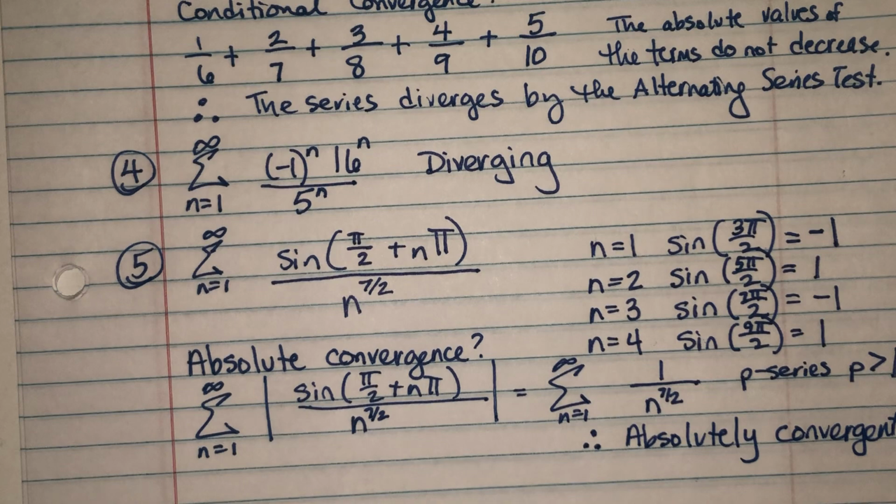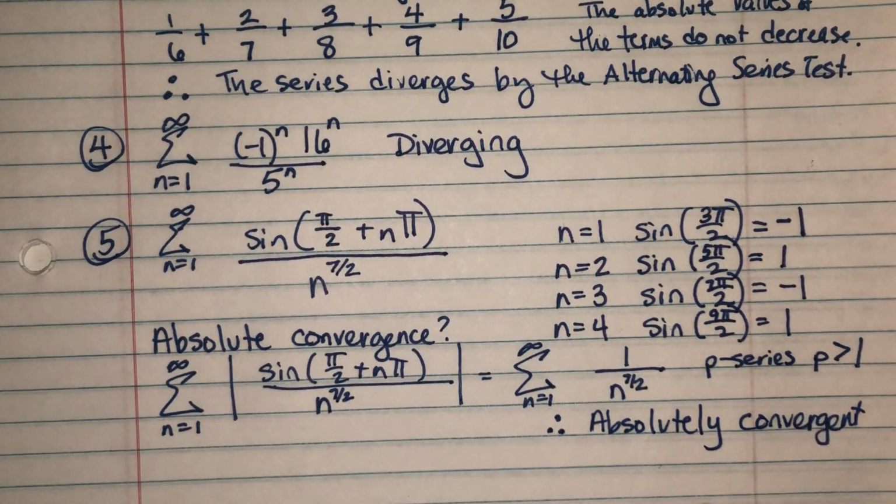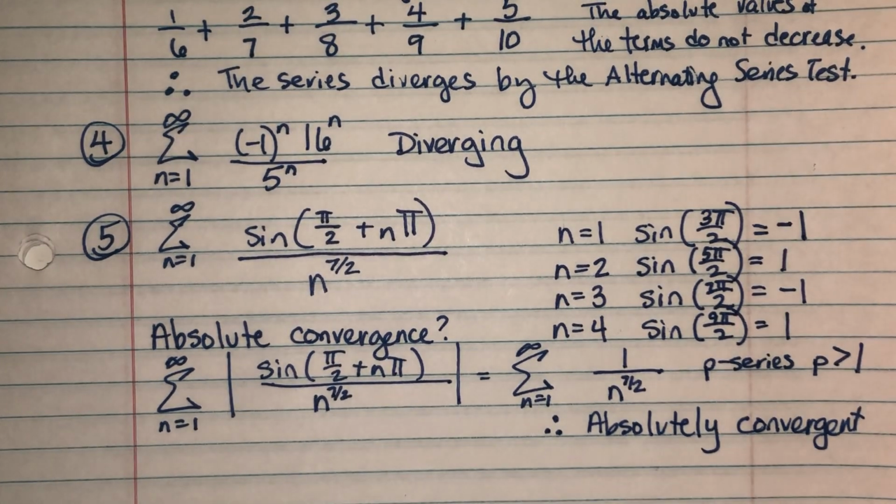Okay, the absolute value series is a p series, and the p value is greater than 1, so this is an absolutely convergent series. Okay, next let's look at number 6.